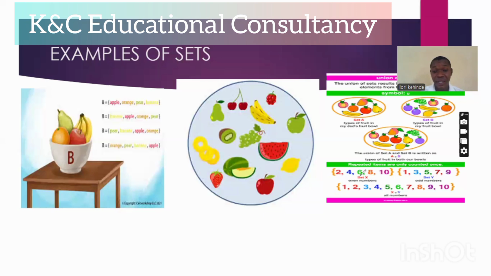Likewise, when we look at the next picture here, we can see that we have set X. In this set X, we have 2, 4, 6, 8, 10. This is a set also, a set of even numbers ranging from 2 to 10. The second set is a set of odd numbers. And the combination of the two also forms the set of integers from 1 to 10: 1, 2, 3, 4, 5, 6, 7, 8, 9, 10. So this also is an example of a set.